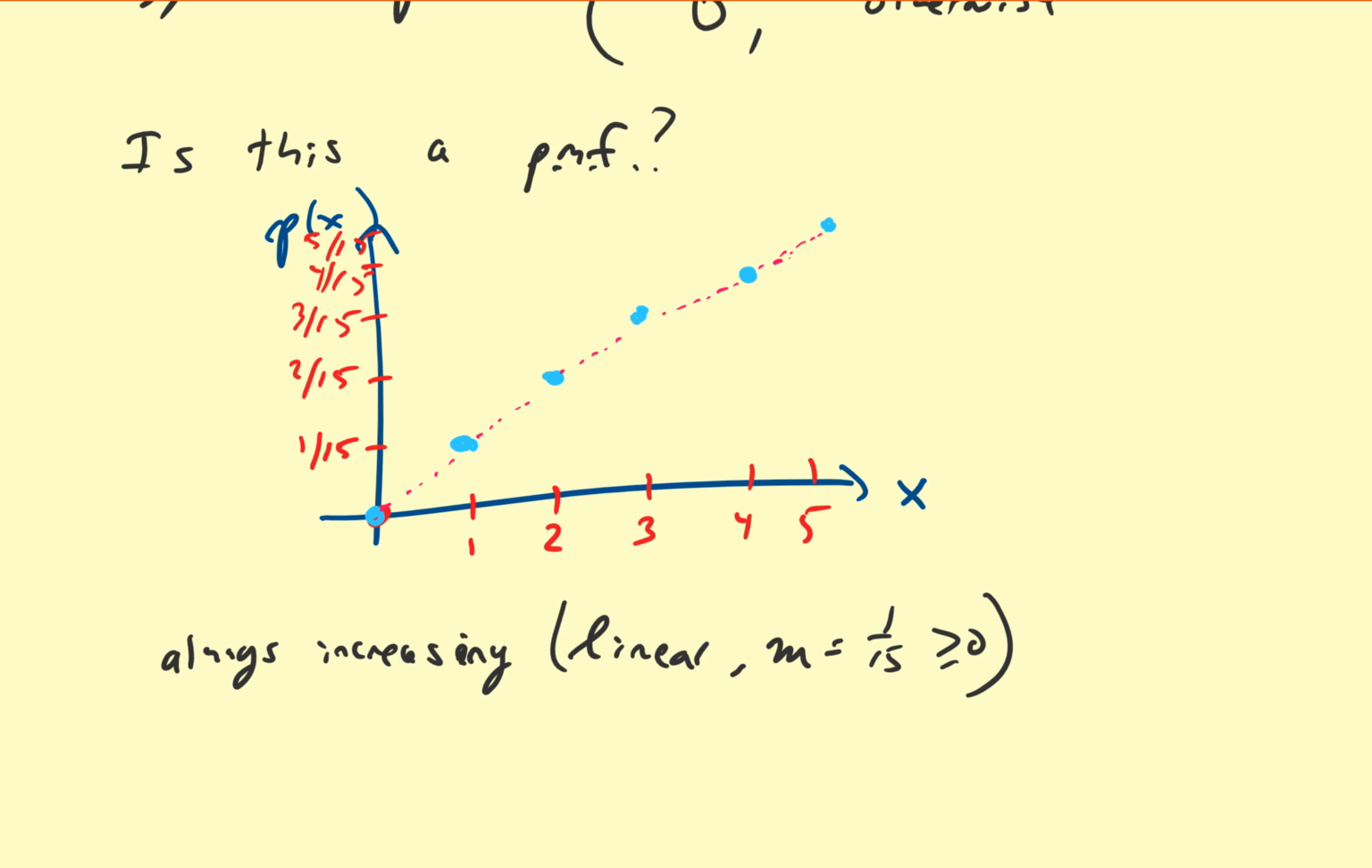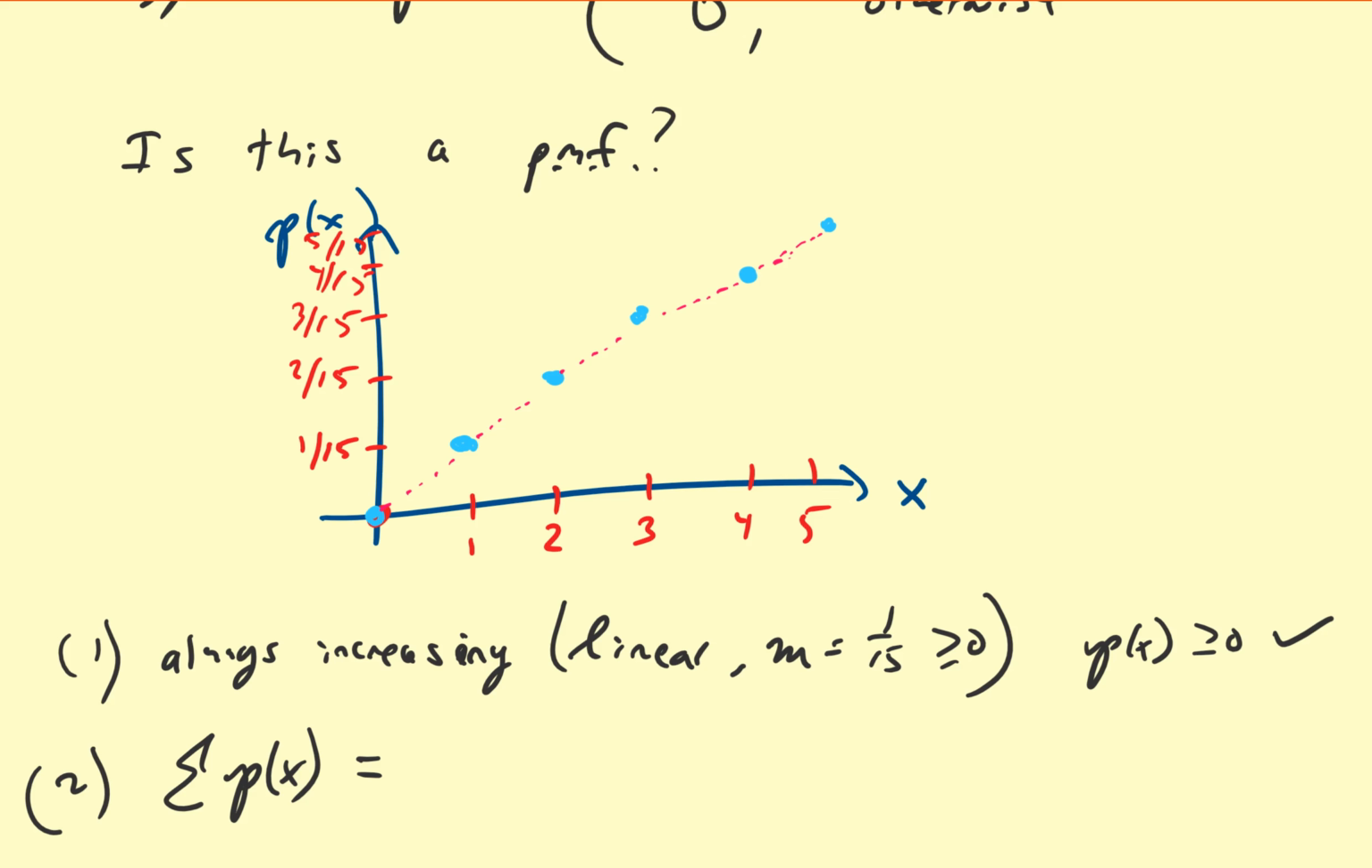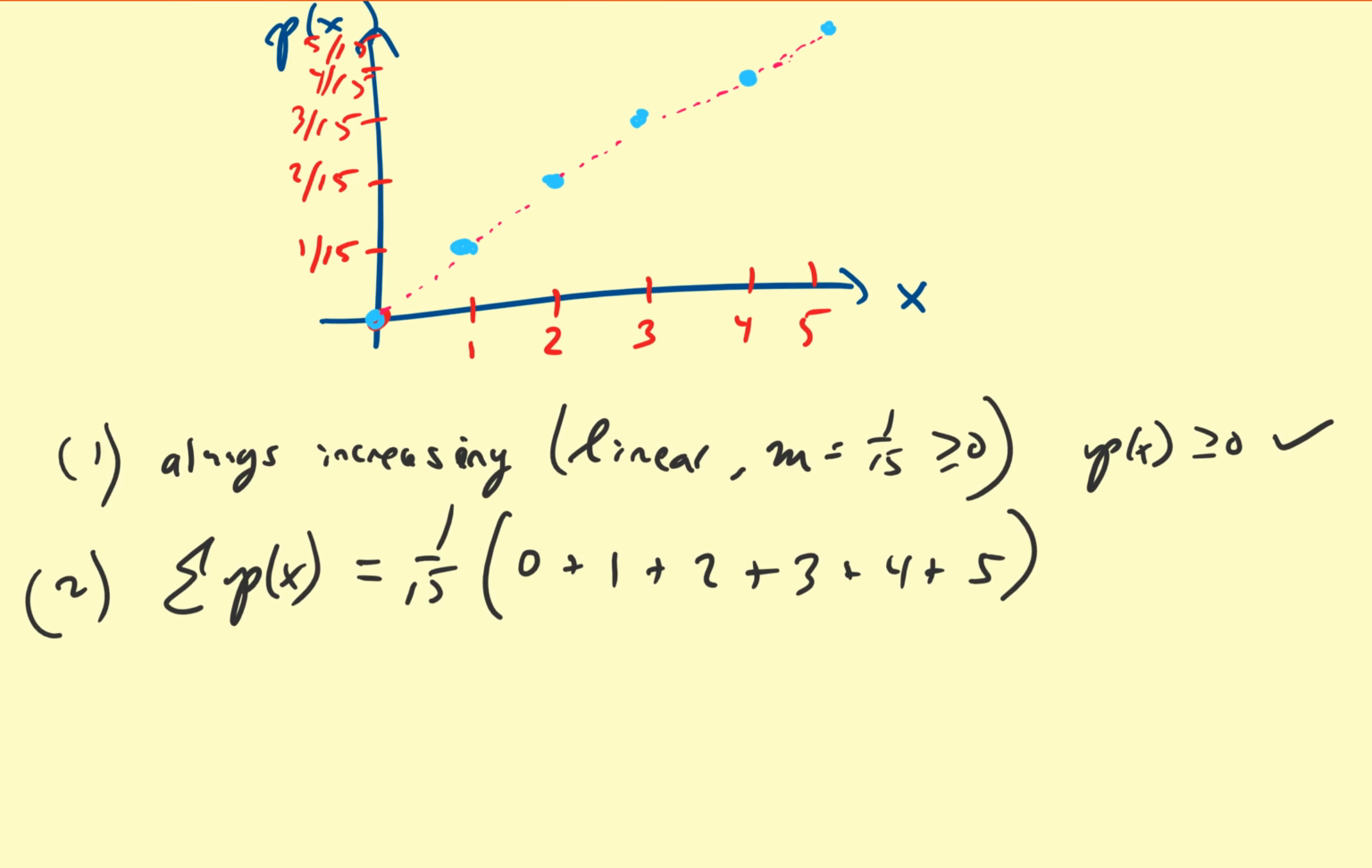So property 1: is p of x always bigger than or equal to 0? Yes, that property is satisfied. 2, what about the sum of the probability values? So all the values of interest are highlighted in blue. So that's going to be 1/15 times 0 plus 1 plus 2 plus 3 plus 4 plus 5. So 0 plus 1 is 1, plus 2 is 3, plus 3 is 6, plus 4 is 10, plus 5 is going to be 15. So it's going to be 1/15 times 15, and that's, of course, equal to 1.